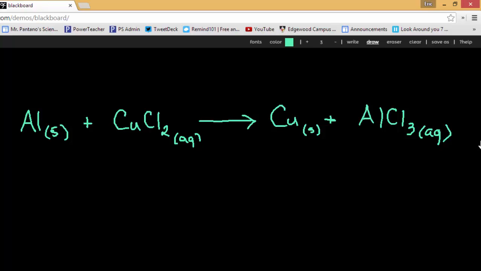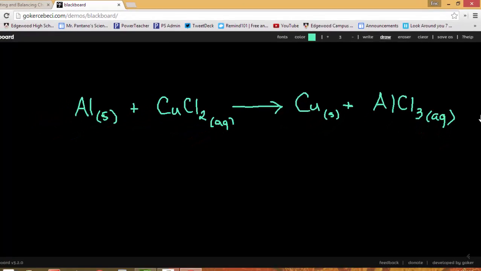Now, there are some things that are not quite right about this equation the way it's written. If you look really closely, you'll see that on one side of the equation there are 2 chlorines, and on the other side there are 3. That's a problem that we're going to have to fix.